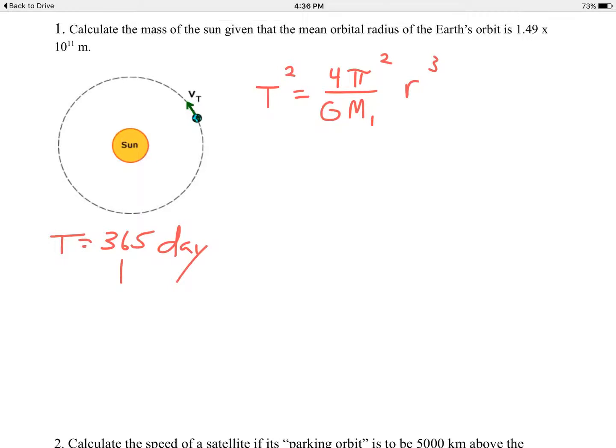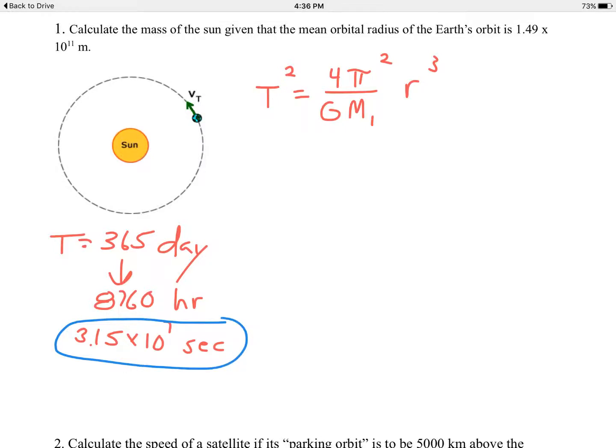If you do the conversion, that's like 8,760 hours. Let's multiply by 25, and then multiply that by 3,600 seconds in every hour. That's 3.15 times 10 to the 7th seconds in a year. So we all get like 32 million seconds per year as a gift. 3.15 times 10 to the 7th seconds per year. That's the orbital period in seconds, which is a standard unit.